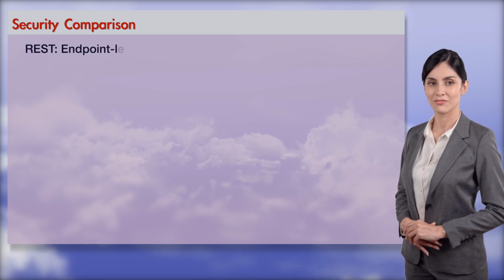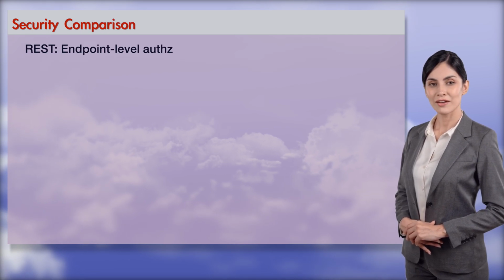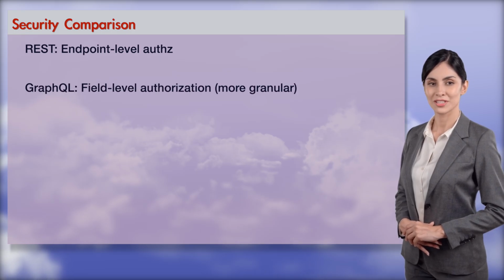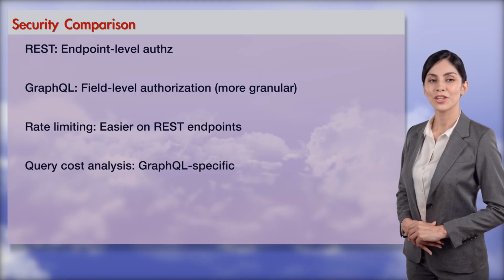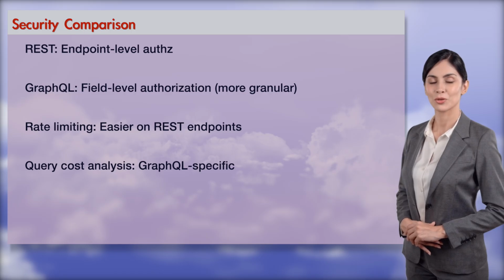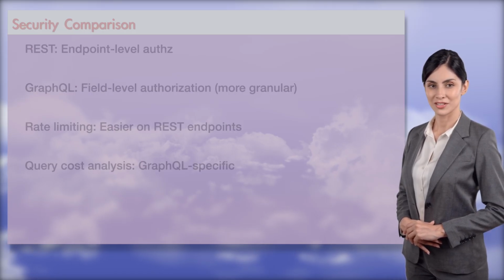Security comparison: REST authorization is endpoint level, coarse-grained. GraphQL supports field-level authorization, extremely granular. Rate limiting is simpler on fixed REST endpoints. GraphQL requires query cost analysis or complexity limiting to prevent DOS via deep or complex queries.